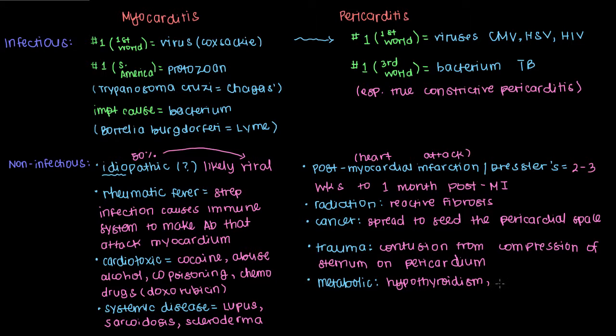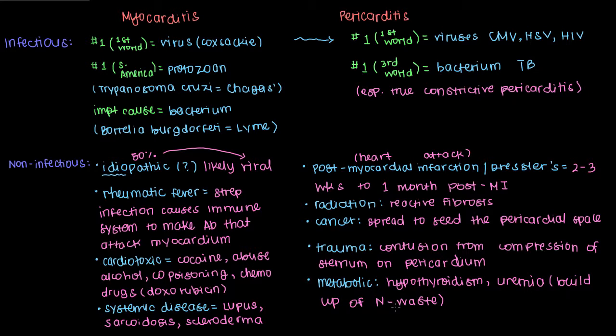Another important metabolic cause of pericarditis is what's called uremia. Uremia is just the buildup of nitrogenous waste. I'll just write N for nitrogenous waste. And it's the same type of waste your kidneys should be getting rid of. It's urea, if you've heard of that type of waste product. It's a nitrogenous waste product.